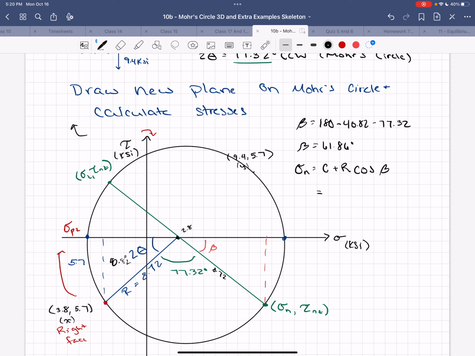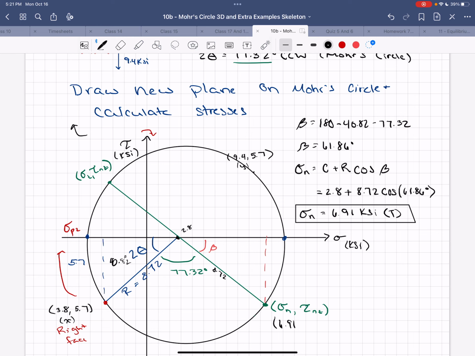So that equals 2.8 plus our radius 8.72 times cosine of 61.86 degrees, then our new sigma normal equals 6.91 KSI. And it is in tension. It's positive. All right, so normal stress on this plane is 6.91.